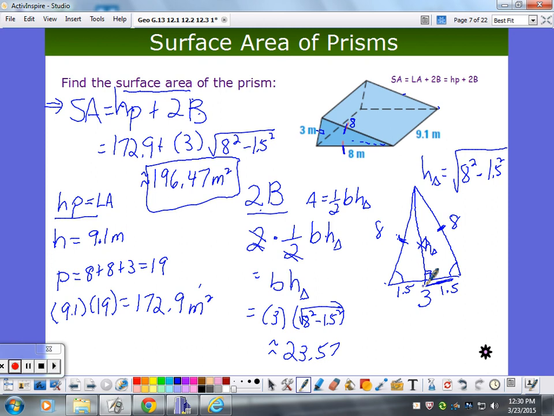Then I took that times the base, because I need two of these triangle bases. It's complicated, it is. You've got to be so careful. This one is the hardest one.